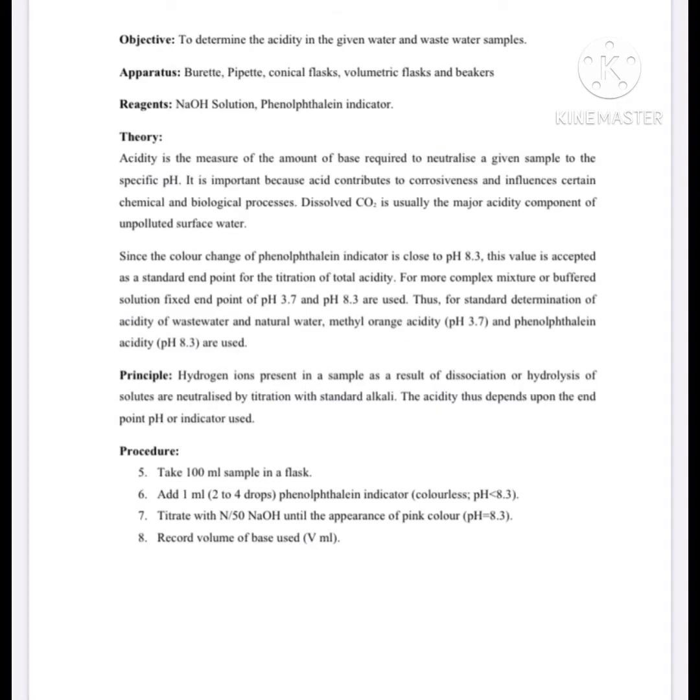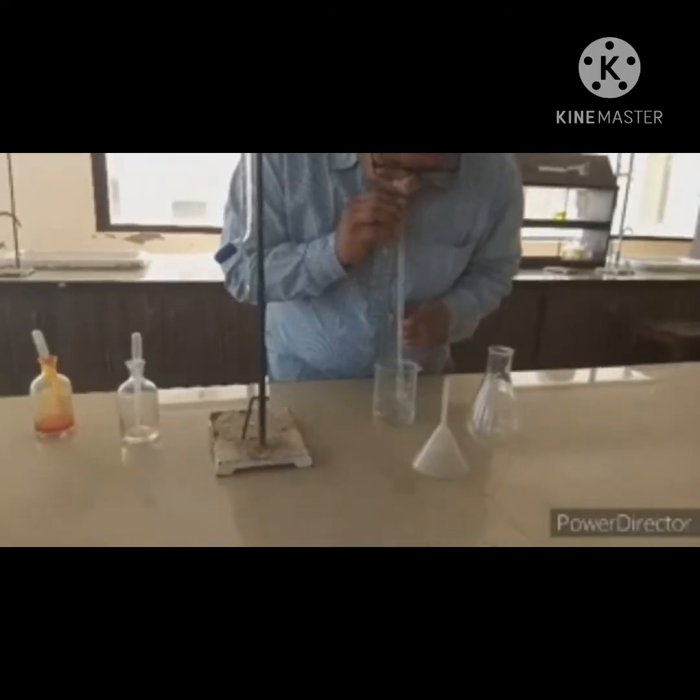So the procedure is like that: we have to take 100 ml of sample in a flask, and then we'll add 2 to 4 drops of phenolphthalein indicator. Then we'll titrate it with the NaOH solution until the appearance of pink color. After the appearance of pink color, we'll stop the titration and we'll note down the reading. You can see the procedure here.